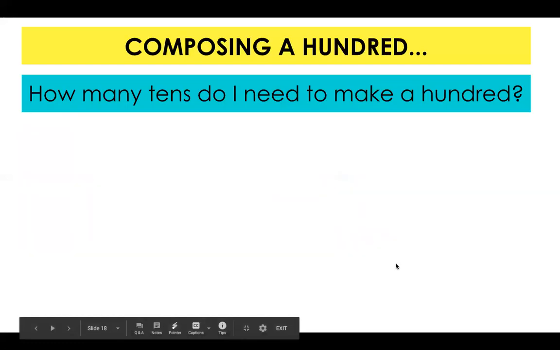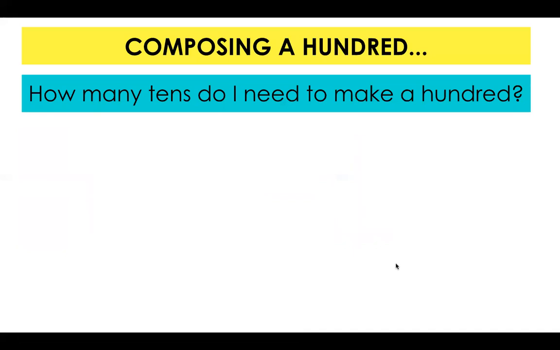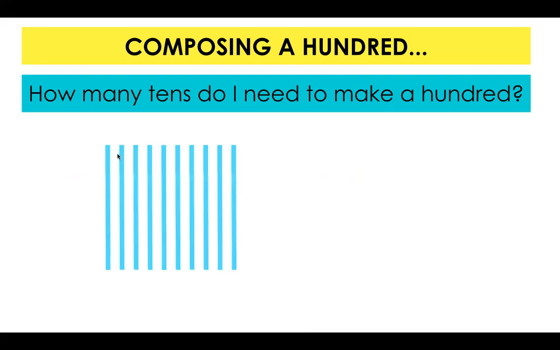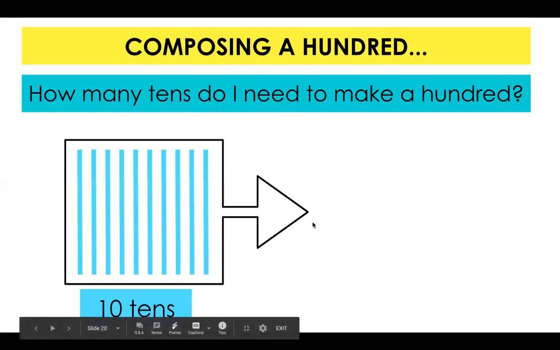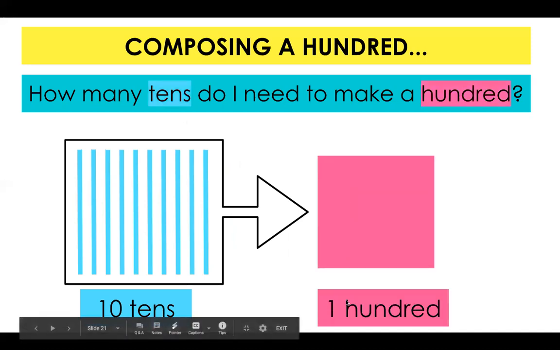Now let's talk about composing 100. How many tens do I need to make 100? Just think this answer in your brain. If I take 10, so let's count 1, 2, 3, 4, 5, 6, 7, 8, 9, 10. And they're tens, so we should count by 10. 10, 20, 30, 40, 50, 60, 70, 80, 90, 100. So 10 tens, I can group those all together and trade them in for 100.